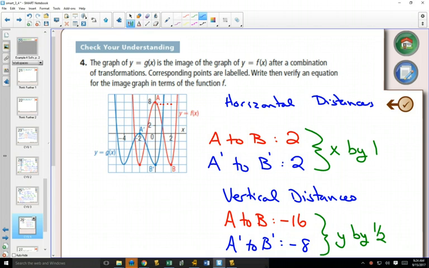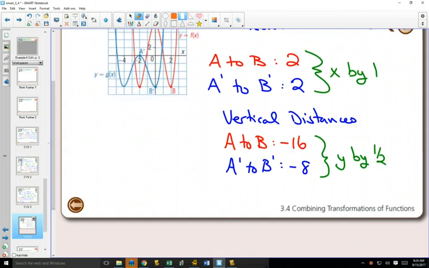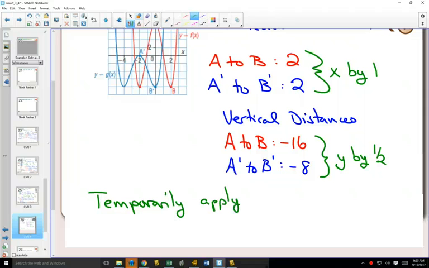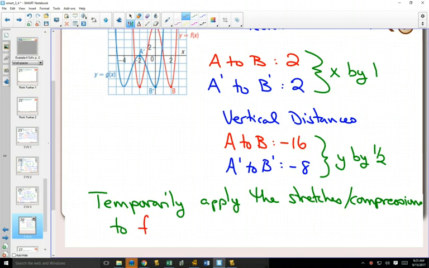But in this one, we still have to figure out what the translations were. So the next step, and I'm going to write it out in words just so that we have it down in our notes. What we're going to do, and we'll do it in green here, we're going to temporarily apply the stretches, and I'll write stretches slash compressions because it'll be whatever you have in your question. We're going to temporarily apply the stretches, compressions to f of x, which was our red graph. So in our example here, we only have one compression. The y values are going to get multiplied by a half.